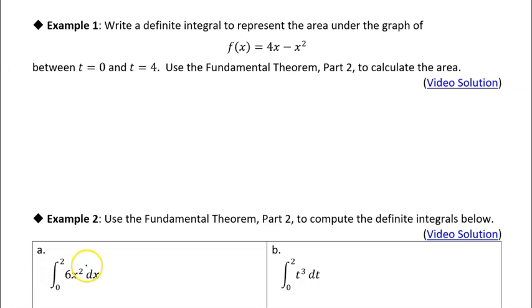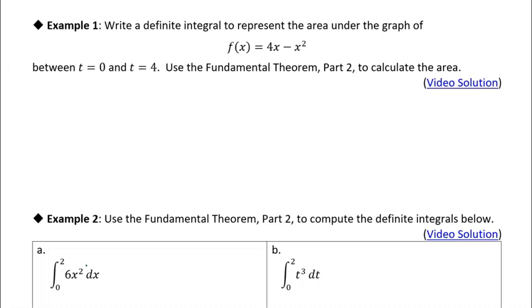All right, so now we're going to use the fundamental theorem of calculus. In this first example, we need to write the definite integral that represents the area under the graph of f of x equals 4x minus x squared between 0 and 4. And we're going to use the fundamental theorem to find this area.